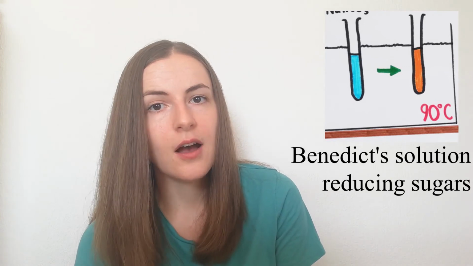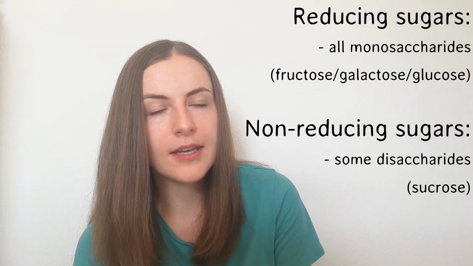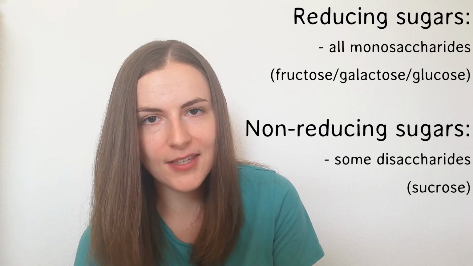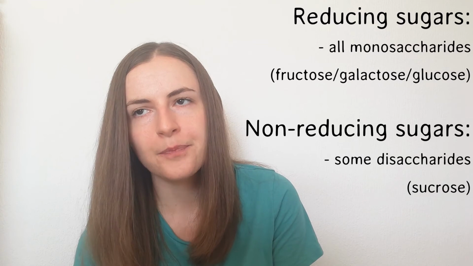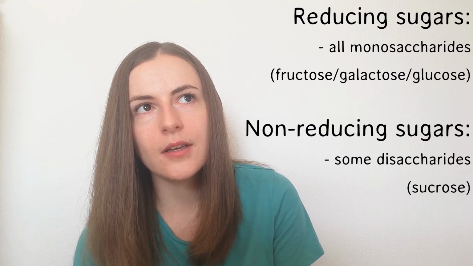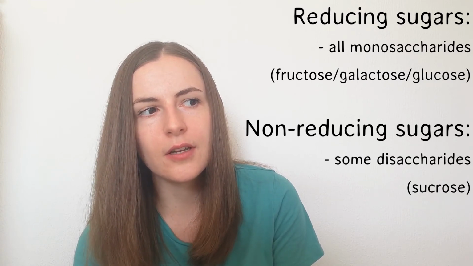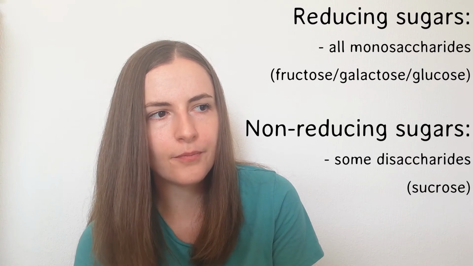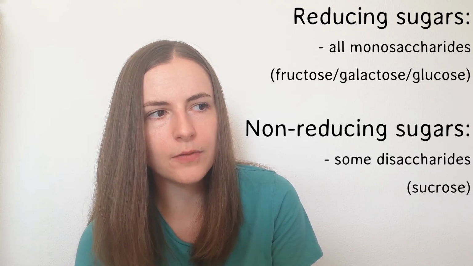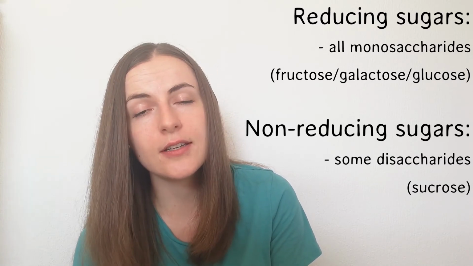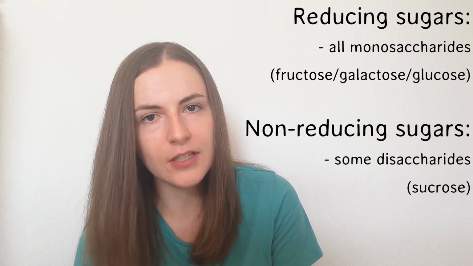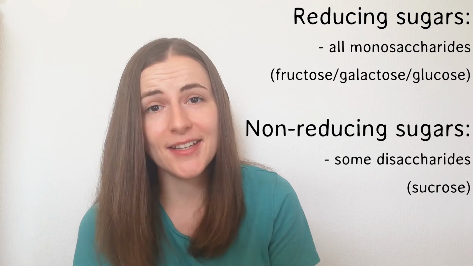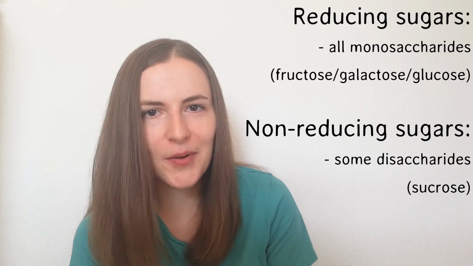Reducing sugars include all monosaccharides, so galactose, glucose and fructose, but they don't include quite a number of disaccharides, including sucrose. So sucrose is definitely non-reducing, but it's still a sugar. It's the sugar that we put in our tea.